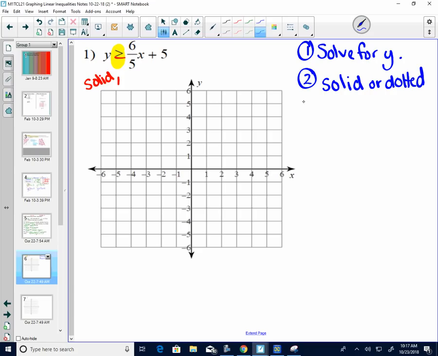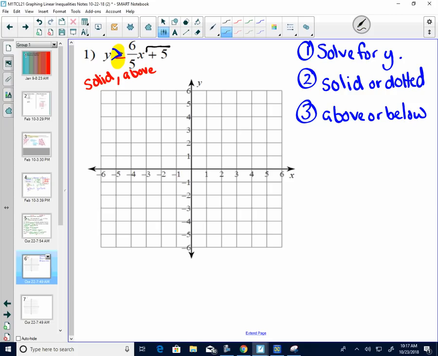So then step 3 was, let's determine where to shade, above or below. So this is open towards the y, meaning y is bigger. So that means I need to shade above the line that I draw. So we have a couple of options for actually drawing our line.